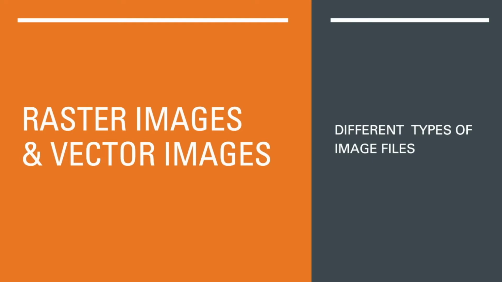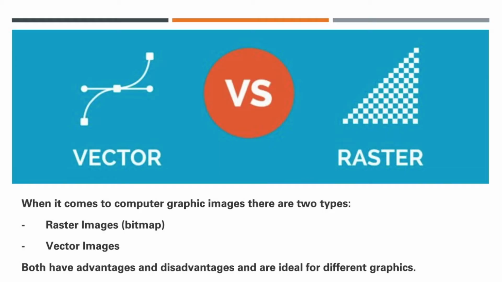So we have covered what computer graphics are and why it is important they are featured on a website. Now we need to learn about the different types of images and when these formats should be used. When it comes to computer graphic images, there are two types. These are raster images and vector images. Both have advantages and disadvantages and are ideal for different graphics.